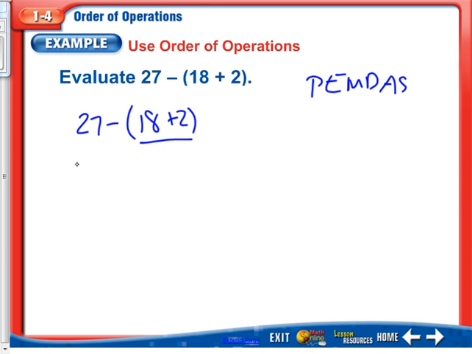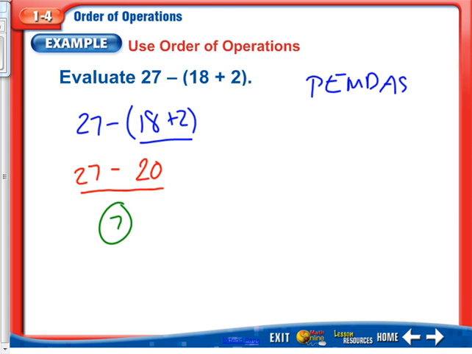So let's copy this down. We go 27 minus. Now notice how I'm trying to keep everything lined up. The 27 comes straight down right where this 27 is. The minus comes straight down. Okay, and now 18 plus 2 is 20. Okay, and you can go ahead and just write it here. If you want, you can keep it in the parentheses, but since we're doing what's inside the parentheses, we can go ahead and get rid of those grouping symbols. So 27 minus 20, now we're going to do this part. And that equals 7, and that would be your final answer.